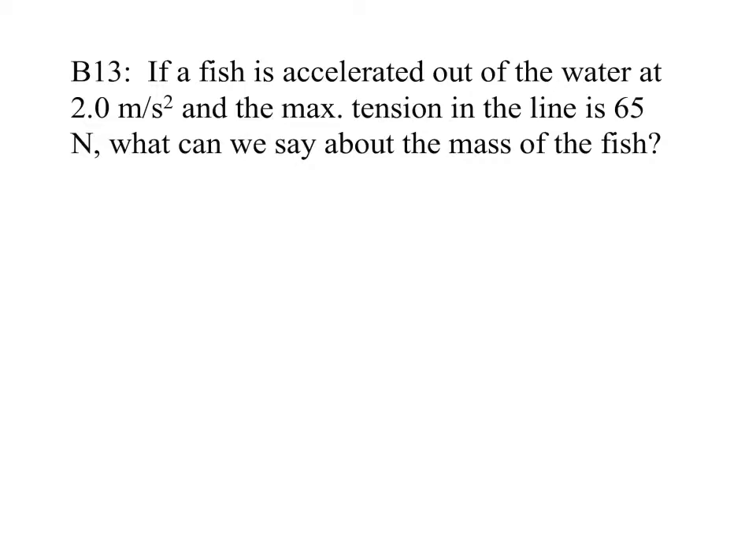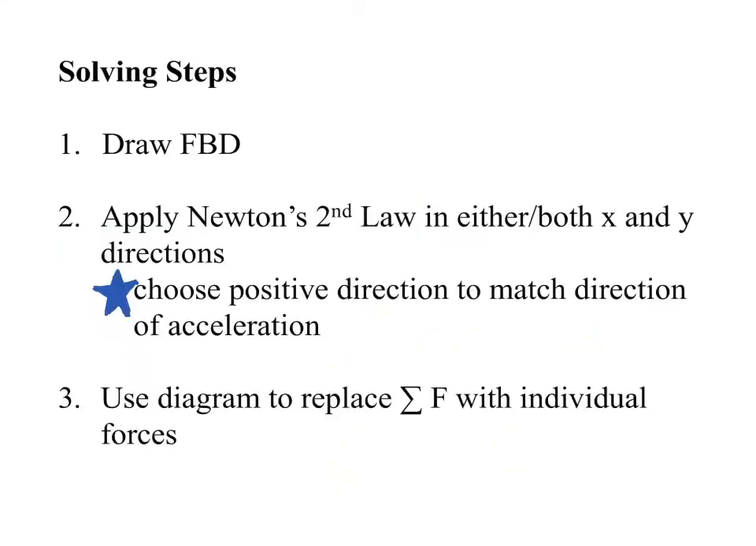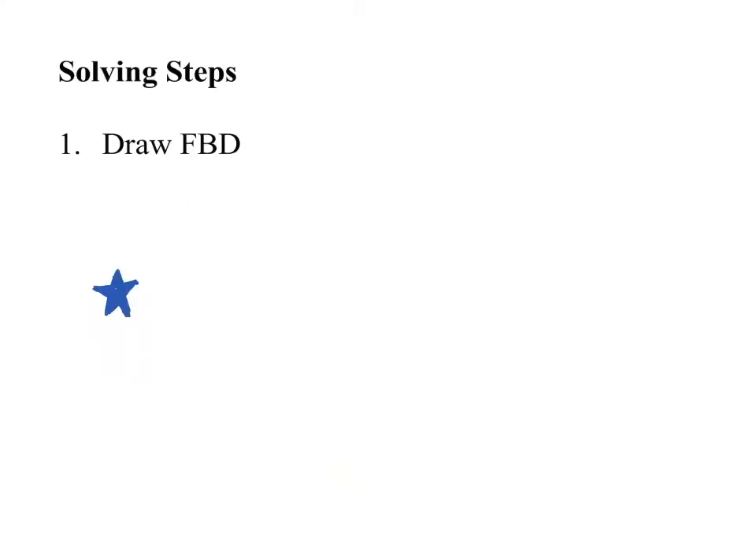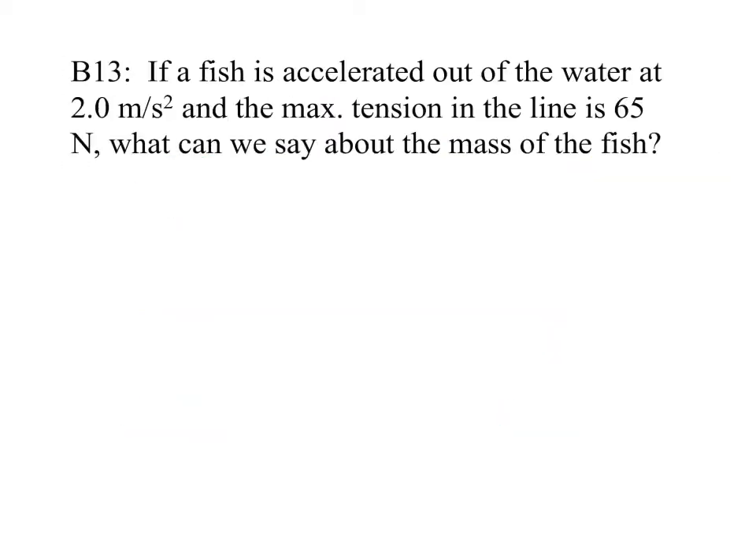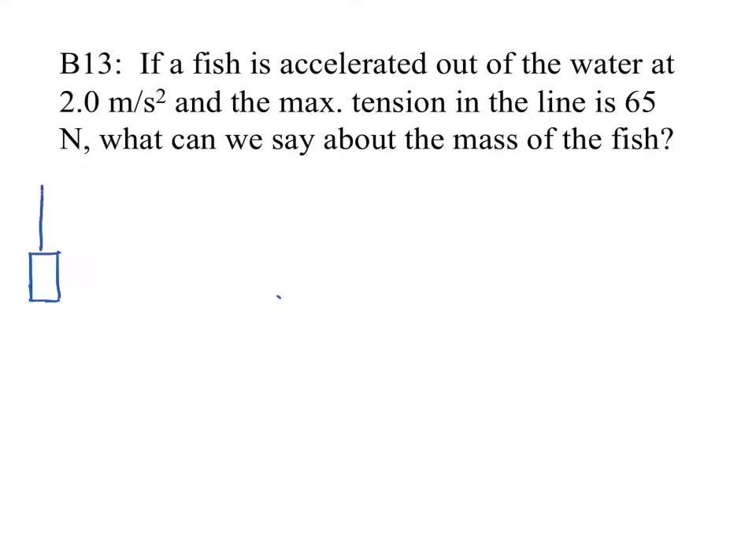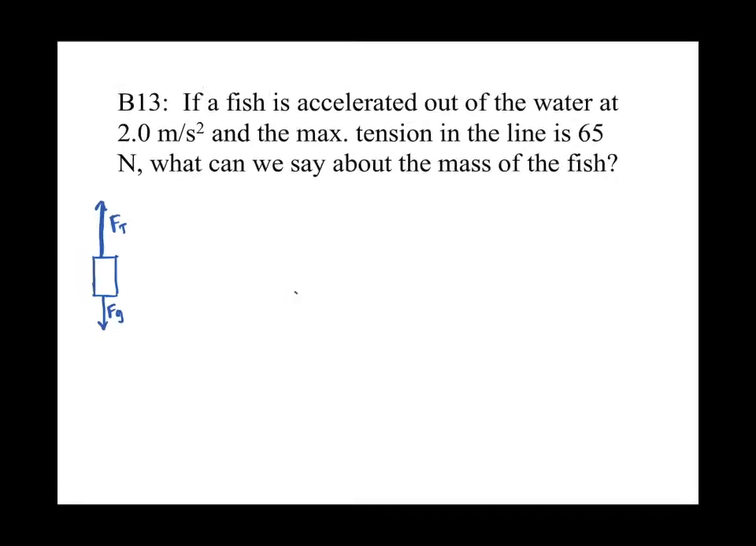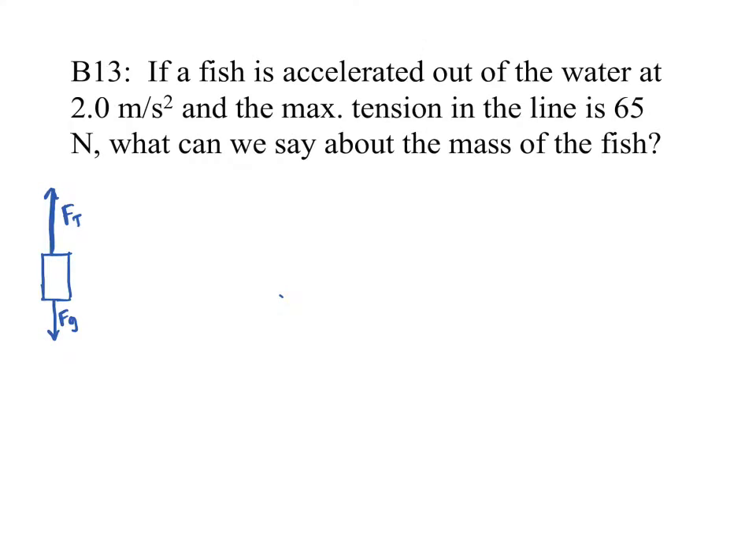Let's do one more. We have a fish accelerating out of the water at 2 meters per second squared. This looks like this one, right? So that means I already know what this free body diagram looks like, right? Because it was that one where it's accelerating upwards, so I knew that my force of tension was bigger than my force of gravity. So we just make sure that we draw it like that, where the force of tension is clearly larger. Okay, so we have the acceleration.